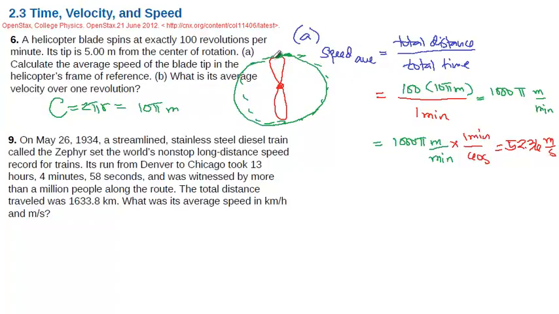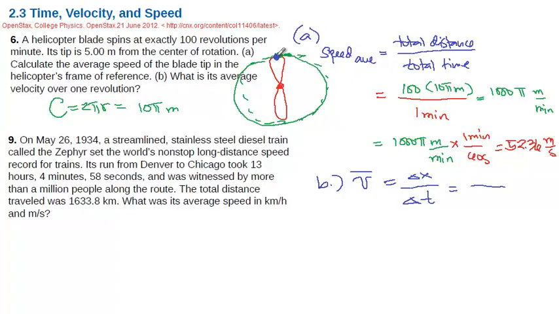Now for part B, we're being asked to solve for the average velocity. The average velocity is just the change in displacement with respect to time. According to the problem, it is over one revolution, meaning one revolution.